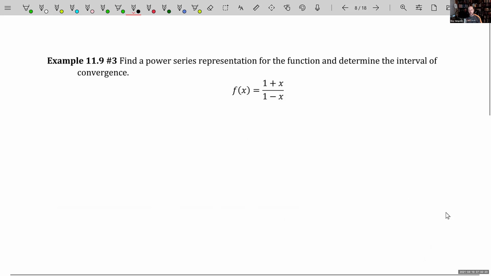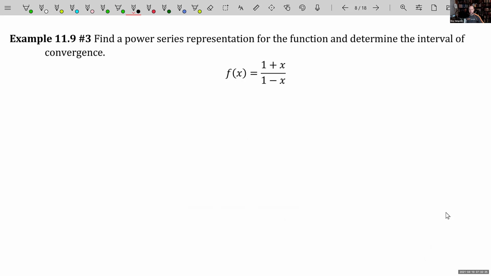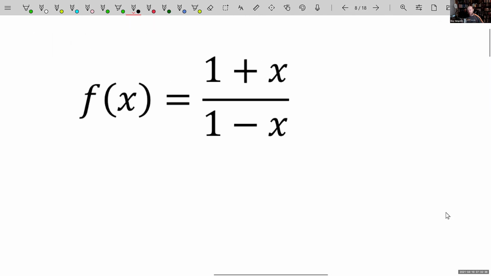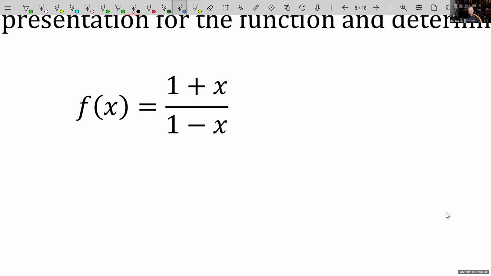All right. So we're going to pick up today with this one. Find a power series representation and determine the interval of convergence. This is just to reinforce basically what we've been going through. When somebody hands you a function, you're really hoping that you can somehow write it as something like a number over 1 minus something. I mean, that's the general idea.